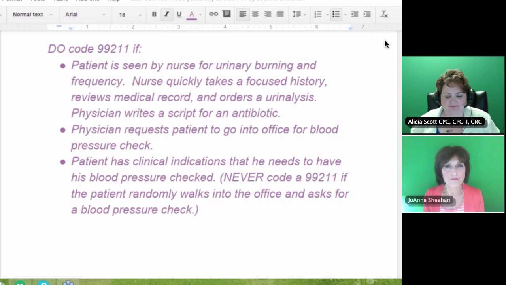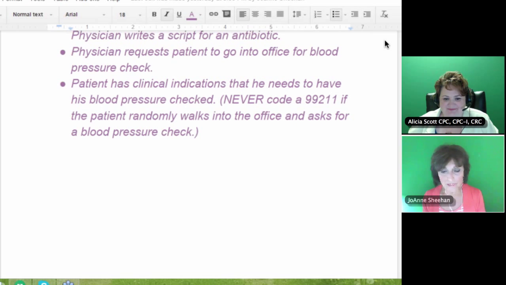But I know for a fact that in small little country doctors' offices, on Cape Cod and the islands, everyone knows everybody, and patients just walk in and say, "Hey, doc, can you check my blood pressure?" That doesn't cut it, okay? So you can't bill a 99211 for that. All right, so that's very important.